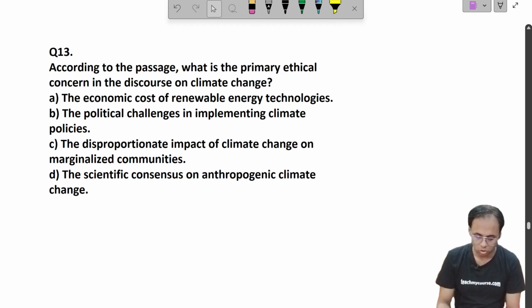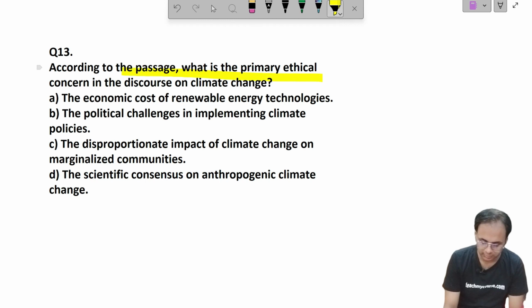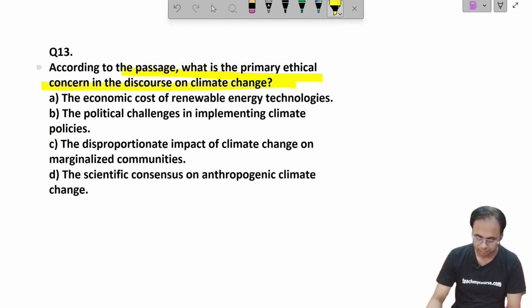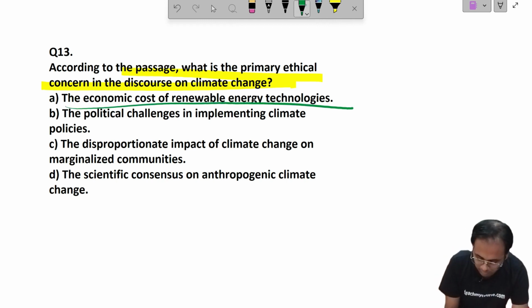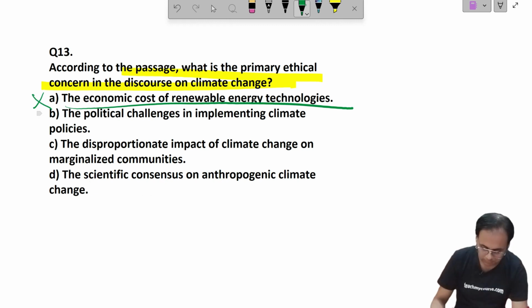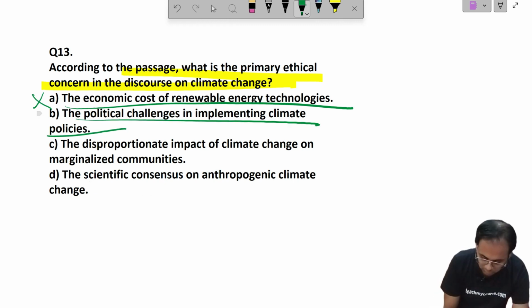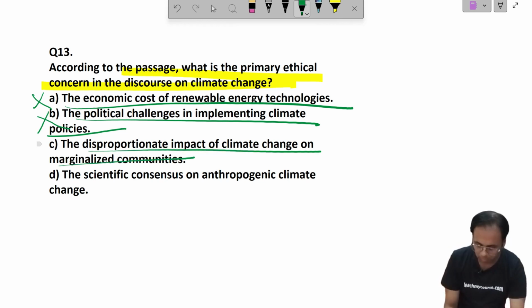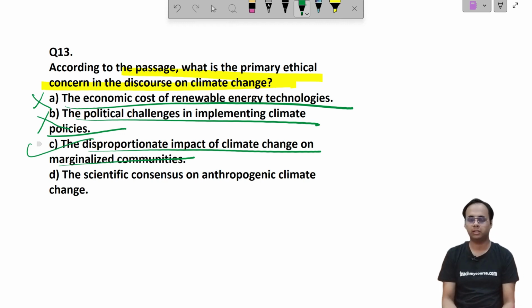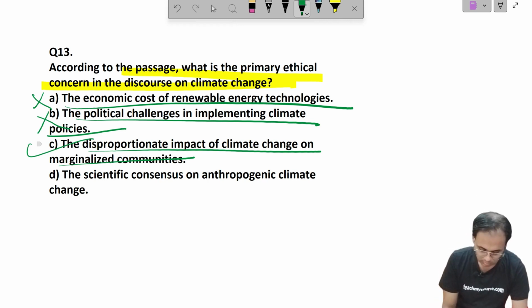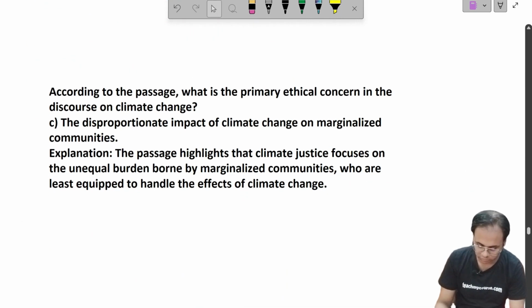Okay. According to the passage, what is the primary ethical concern in discourse on climate change? We are talking about the primary ethical concern. Okay. So the economic cost of renewable energy technologies, no, this is not an ethical concern. The political challenges in implementing climate change policies, no, it is not an ethical concern. The disproportionate impact of climate change on marginalized communities, this is the ethical thing that has to be considered, because climate change has its worst impacts on the marginalized communities that we have discussed during the reading comprehension. Next, we have the scientific consensus on anthropogenic climate change. No. So this is what the ethical thing is, option C. Okay.